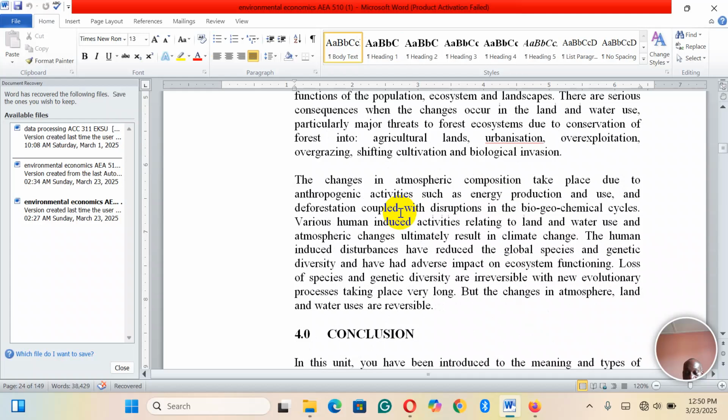So the change in the atmosphere composition takes place due to anthropogenic activities such as energy production and use and deforestation, coupled with disruption in the geographical circle. So various human-induced activities related to land and water use and also atmosphere change ultimately result in climate change.